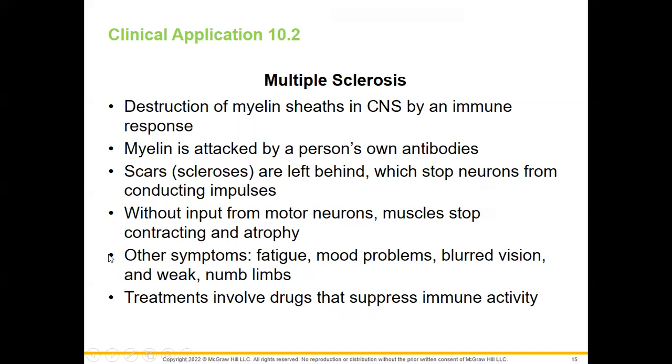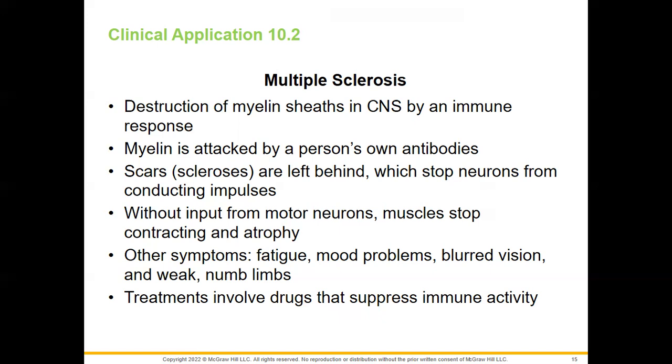Other symptoms of multiple sclerosis: the person becomes fatigued. They cannot regulate their moods because remember, mood is controlled by your nerves. And your nerves are in your central nervous system. Well, you have nerves in your central nervous system, and these nerves are what no longer has the myelin sheath protection. You can have blurred vision, and you can also have weak and numb limbs, all because the myelin that is supposed to surround these axons is no longer there because it's being destroyed by your immune system. And because of that destruction, you're getting scarring, and that scarring is decreasing the signals that the nerves can send, and that is causing all of these symptoms.